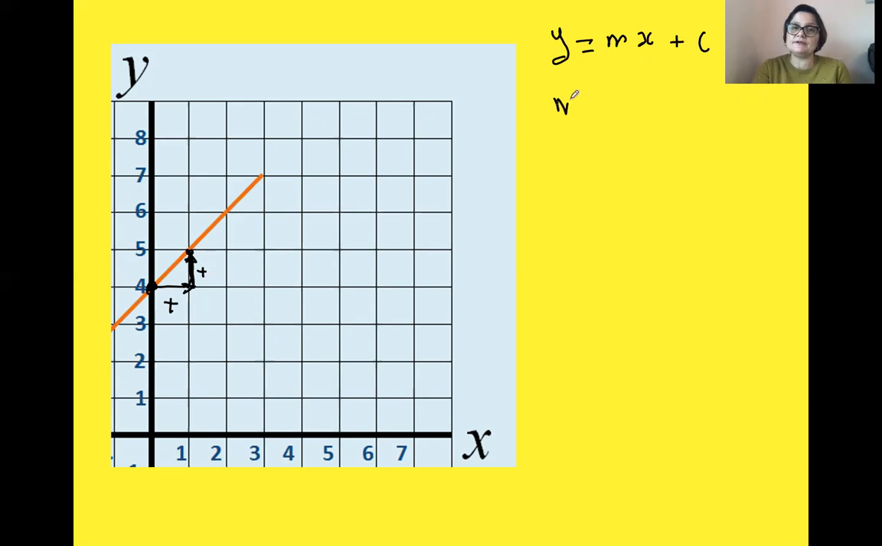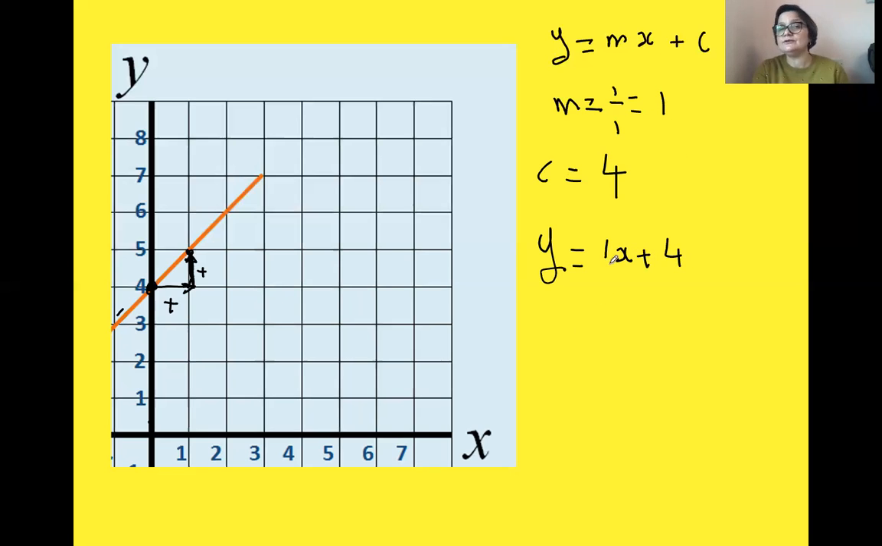Now, don't forget the signs of the direction of both run and rise. And then m, the gradient, is rise over run. So it's going to be 1 over 1, or positive 1 over positive 1. The answer is going to be 1. How about the c? C, the y-intercept, is the point where our line crosses the y-axis. So it's going to be this point here. So c equals 4. And so our equation is going to look like y equals 1x plus 4, because I'm substituting the gradient here, but you don't have to show the x.